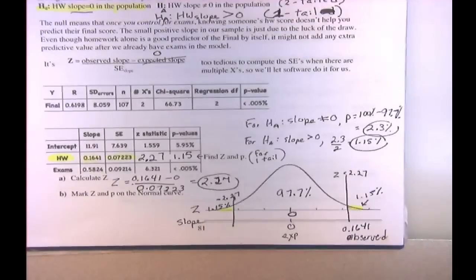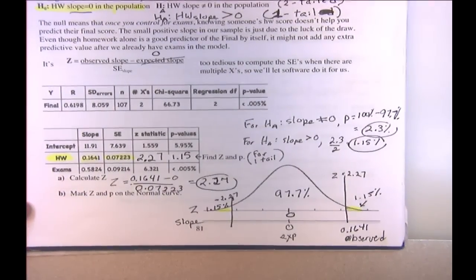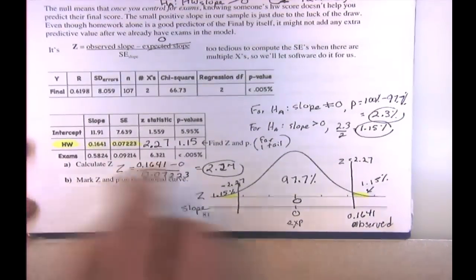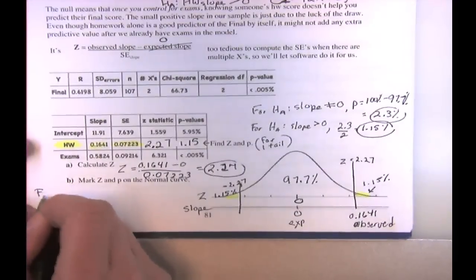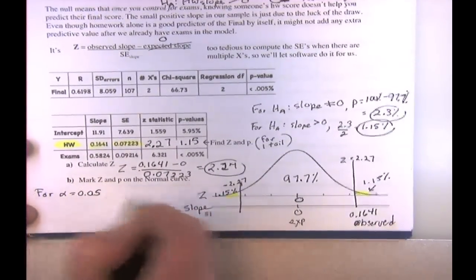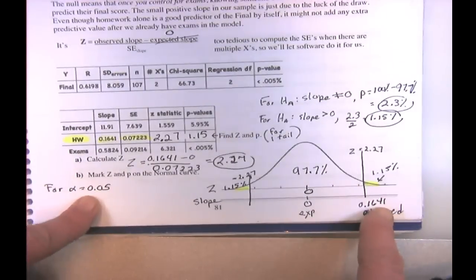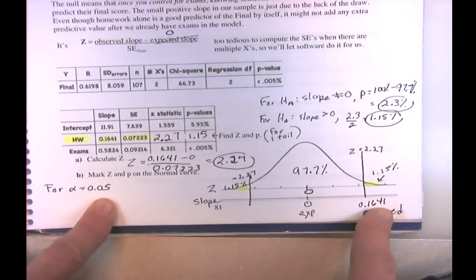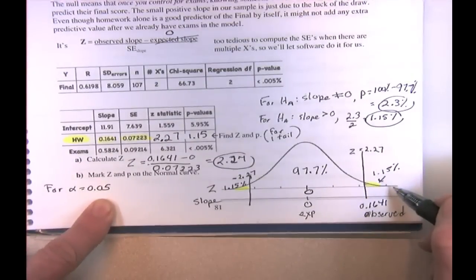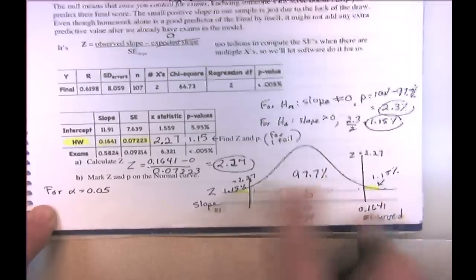But then if people want to decide significance, they want a cutoff. So for a significance level of alpha equal to 0.05, yes, we would reject the null. But if we wanted a significance level of 0.01, no, we'd have to be a little bit further out. So for alpha equals 5%, we're going to reject the null whether we do a one-sided or a two-sided test.